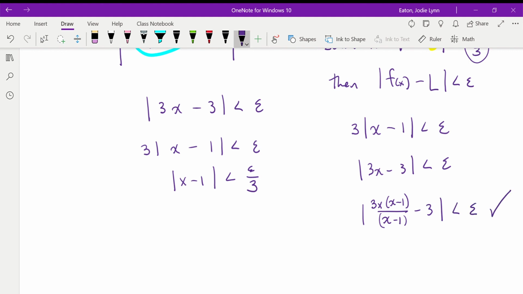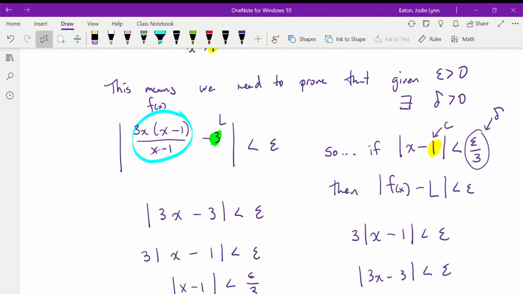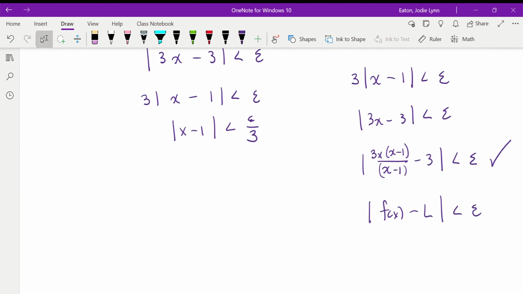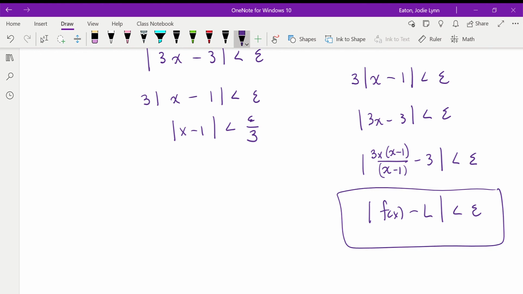So if we pick that epsilon, we will always end up with the absolute value of f of x minus L less than epsilon. It's a bit of a recursive process. You have to find your delta, and then you have to go back and work backwards again to show that your delta actually works for all epsilon.